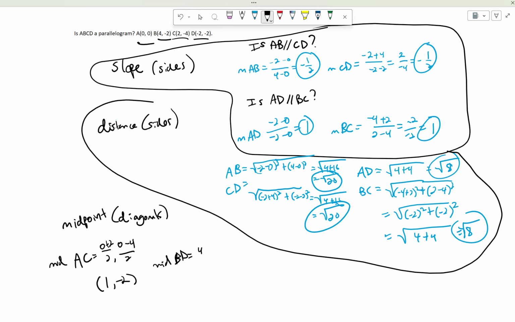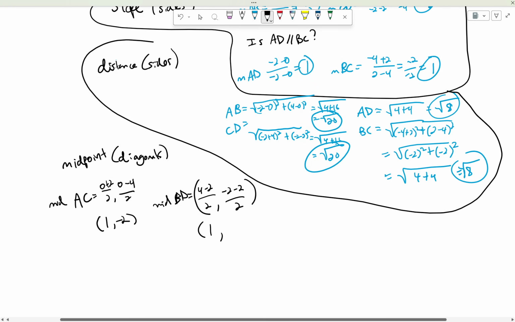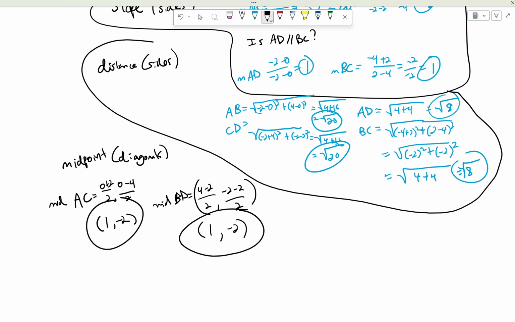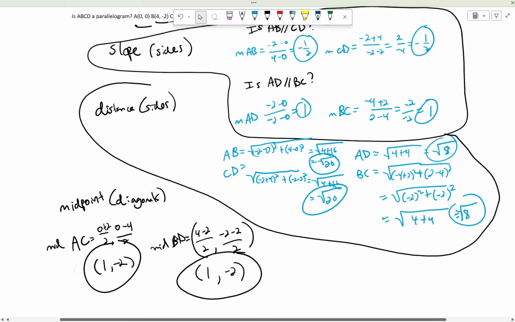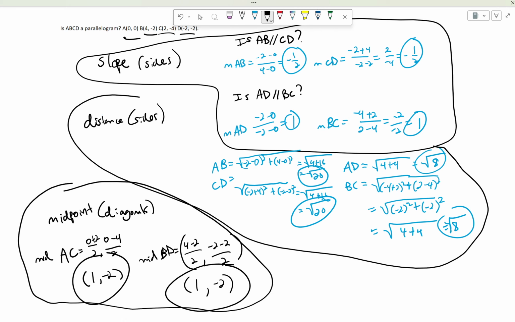So it's going to be 4 minus 2 over 2, and then negative 2 minus 2 over 2. 4 minus 2 is 2, over 2 is 1, negative 2 minus 2 is negative 4, over 2 is negative 2. Guess what? This proved the same thing. So it's up to you. In my opinion, the midpoint method is the quickest one because it's the least amount of work, the fewest calculations, but it's all a matter of opinion. So good luck, Saintsmen. I will see you in class.